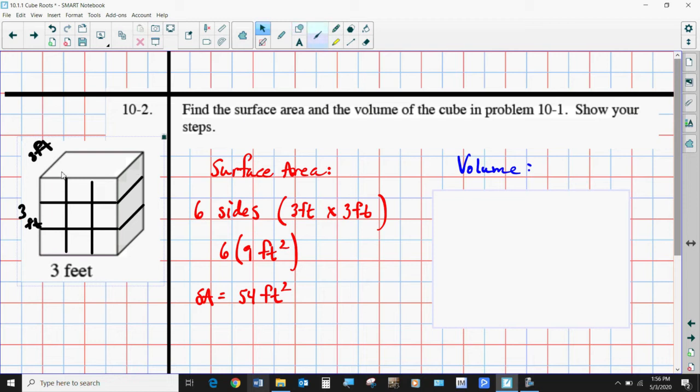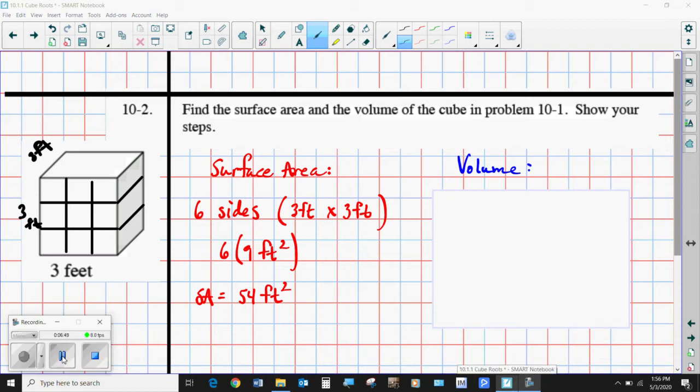Actually, hold on for a second. Let me do this. Pardon me. Go ahead and pause if you want to. Actually, I'll pause it so that I don't have to waste any more of this time.